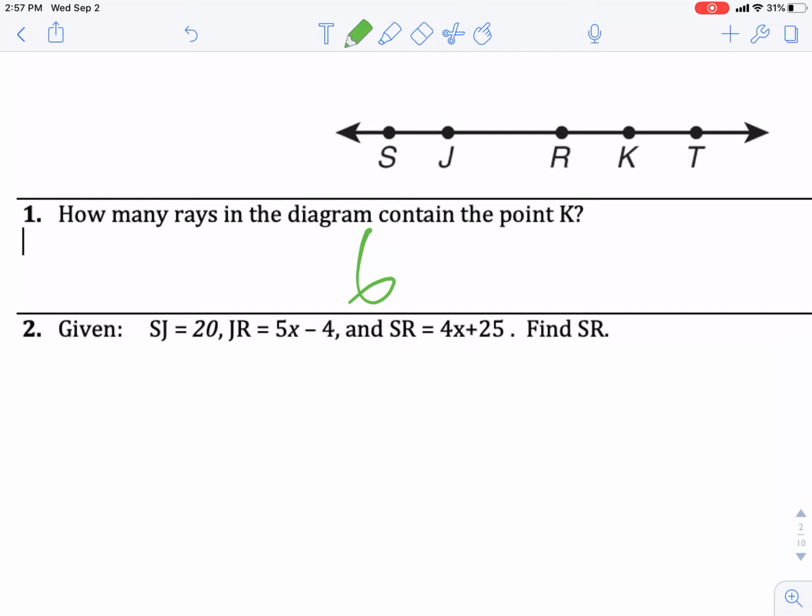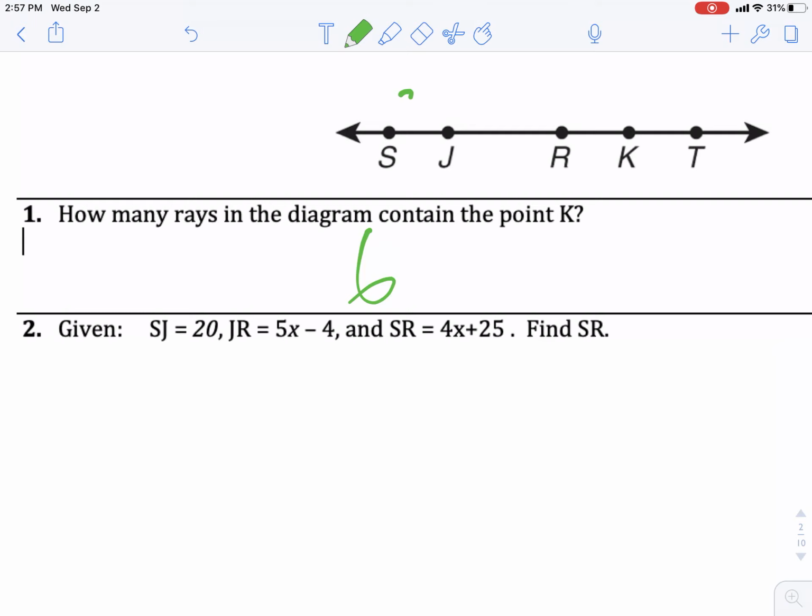I couldn't say that one and then name it SR and SK. It's different. Starting at S and starting at J are 2 different rays. So as long as it goes through K and it's a different ray, we're going to count it. So there's 6 of them.